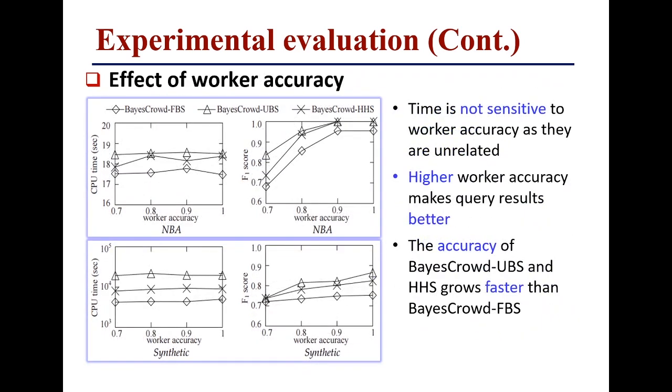We changed the worker accuracy from 0.7 to 1. We found that time cost is not sensitive to worker accuracy, and higher worker accuracy makes query results better. It's obvious that the accuracy of BayesCrowd UBS and HHS grows faster than BayesCrowd FBS.